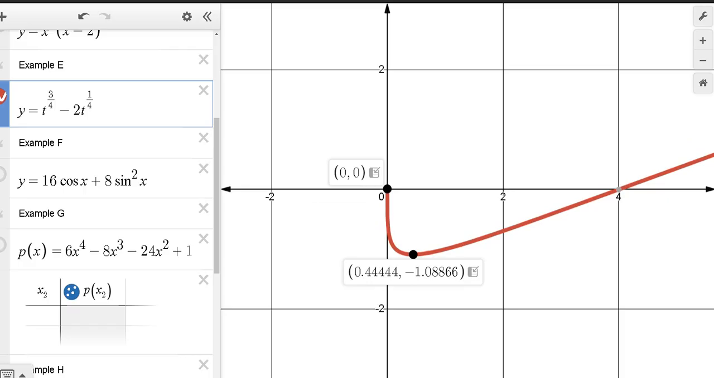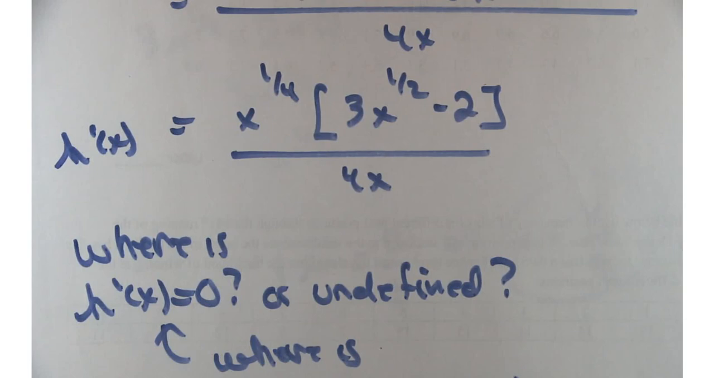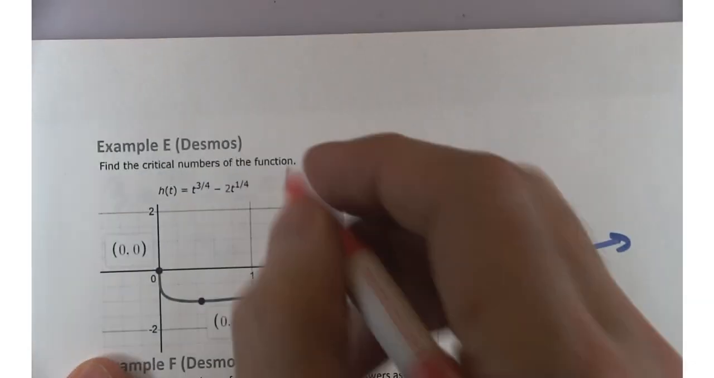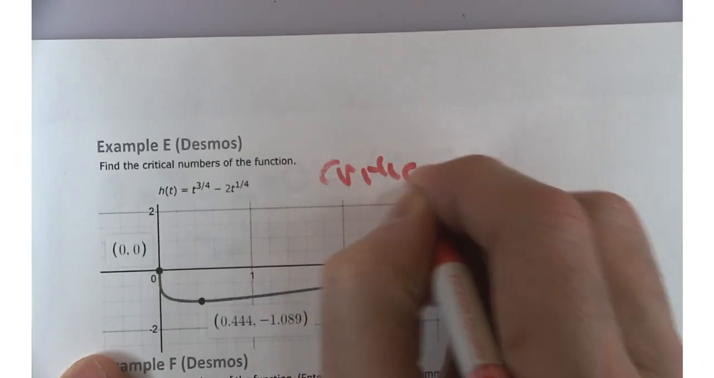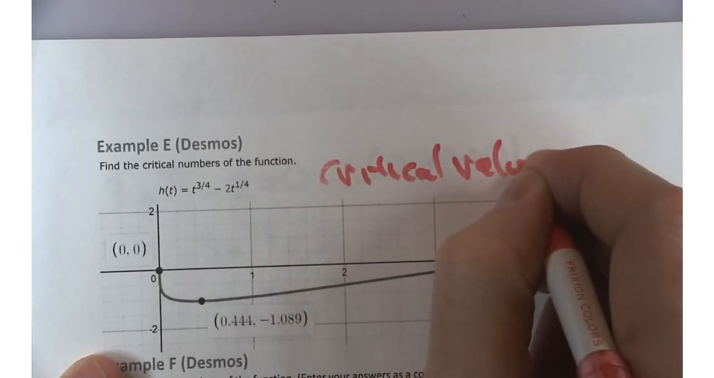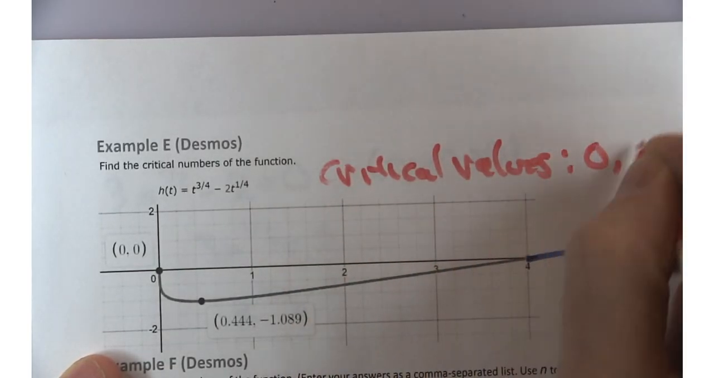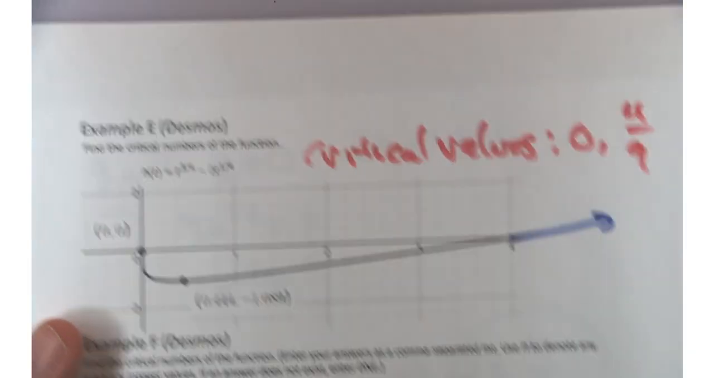So our critical values are 0 and x equals 4/9. Well done. Well done. So our critical values are 0 and 4/9. Nice.